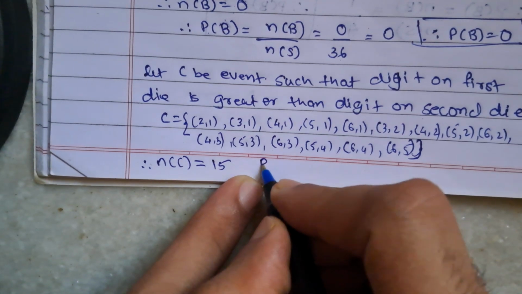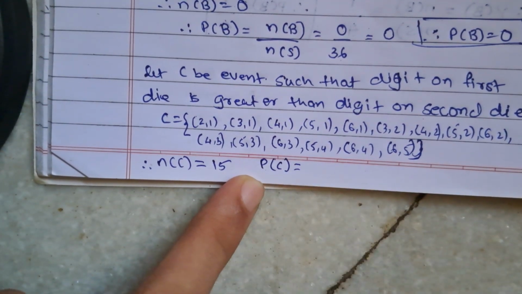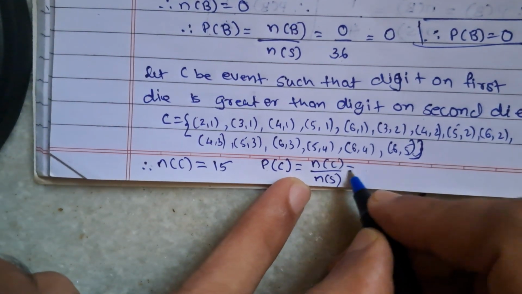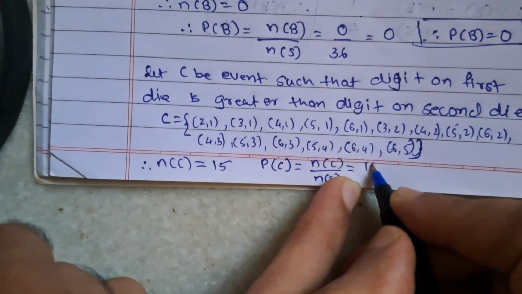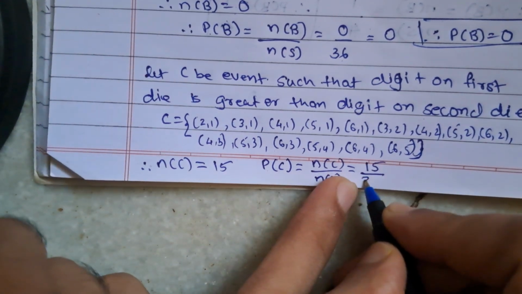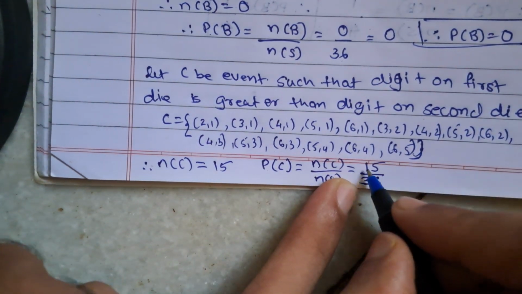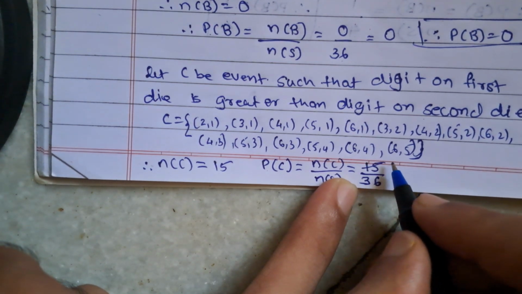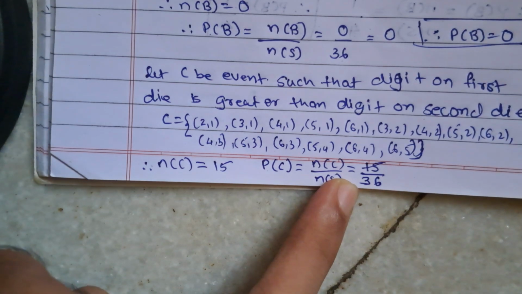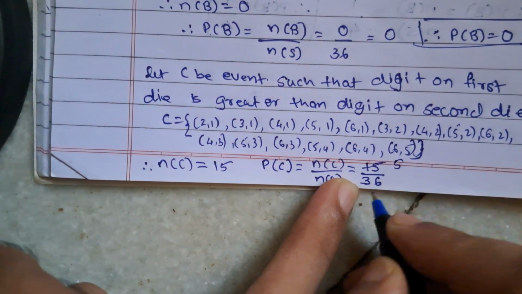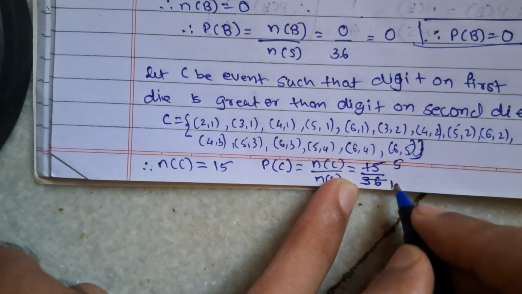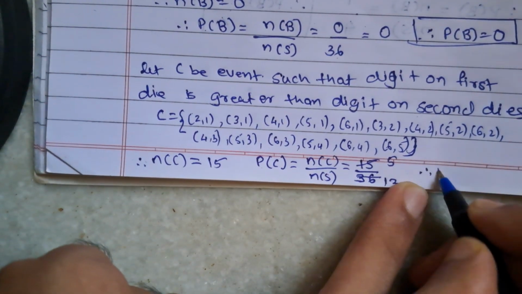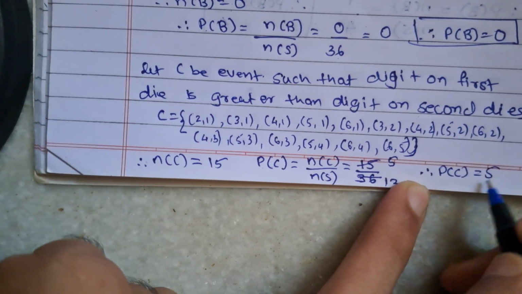So what I will say, probability of C is equal to, as the formula says, n of C upon n of S. So let me write 15 in the numerator, and as we know n of S in this case was 36. If I do some cancellations over here, I can cancel with the table of 3, right? Or can I use any bigger number? 3 is the best. 3 5s are 15, 3 1s are 3, 3 2s are 6. So I am left with 5 and 12. So therefore probability of C will be 5 upon 12.